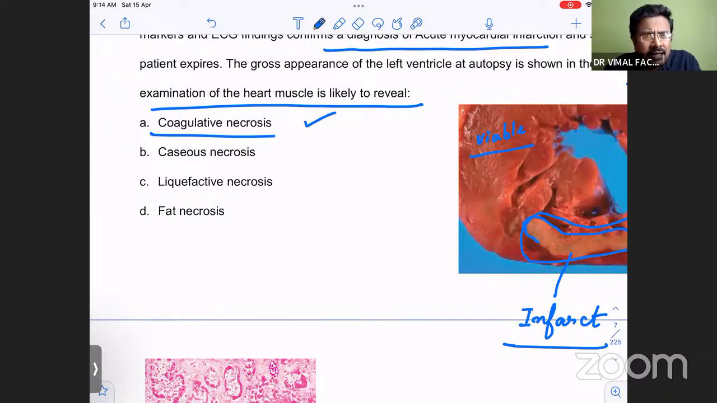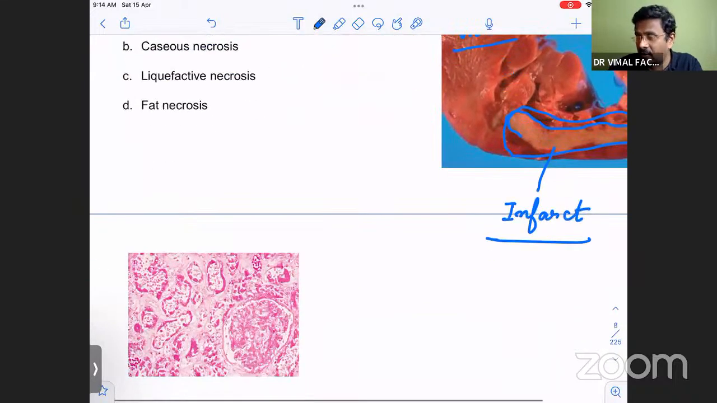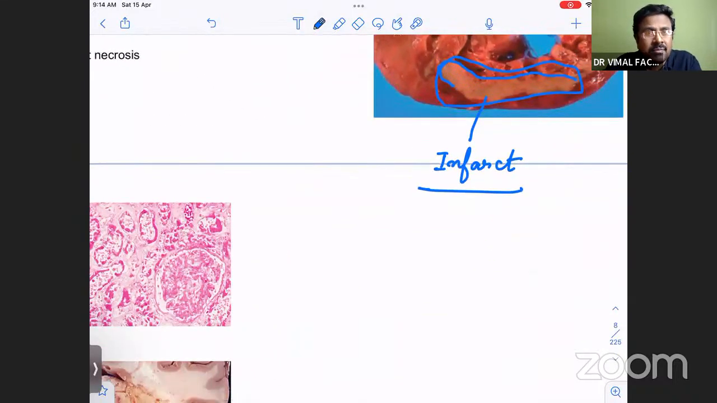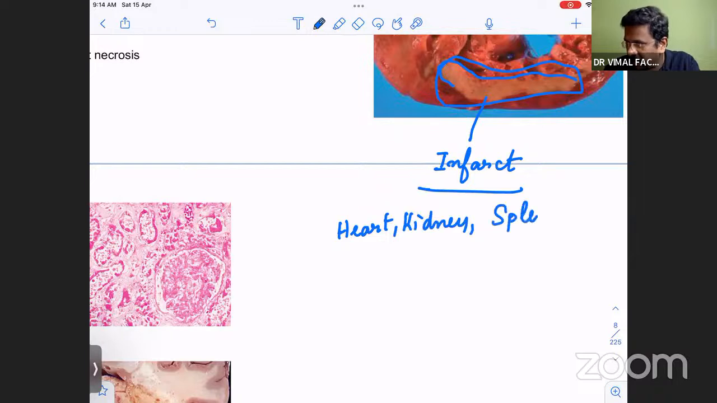Let us quickly recap all the types of necrosis within a short span, starting with coagulative necrosis. In which organs can you get coagulative necrosis? Please remember, you can get it in solid organs. The commonest organs are heart, kidney, and spleen, usually organs with a single blood supply.